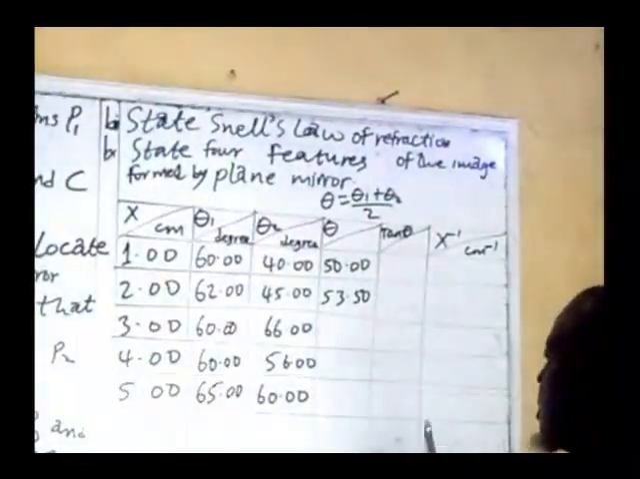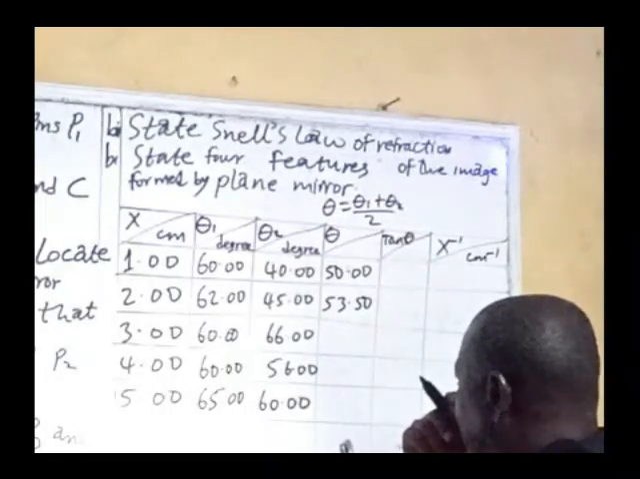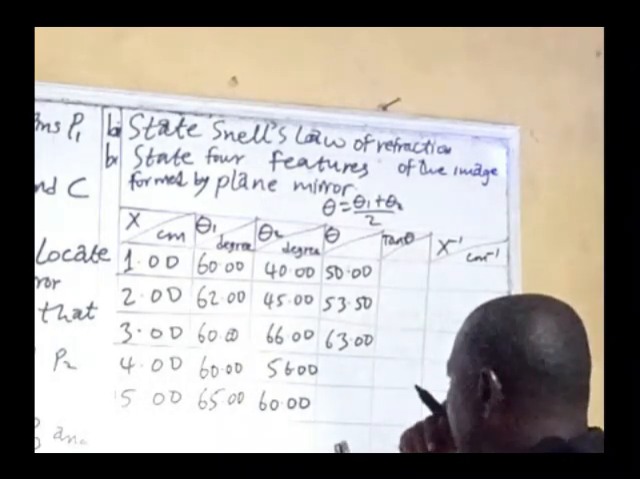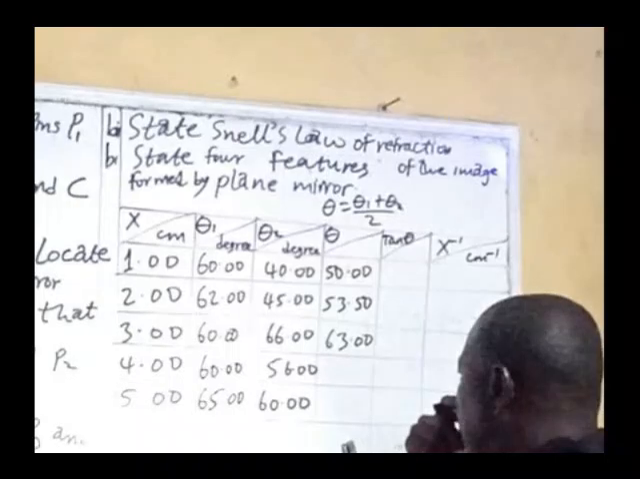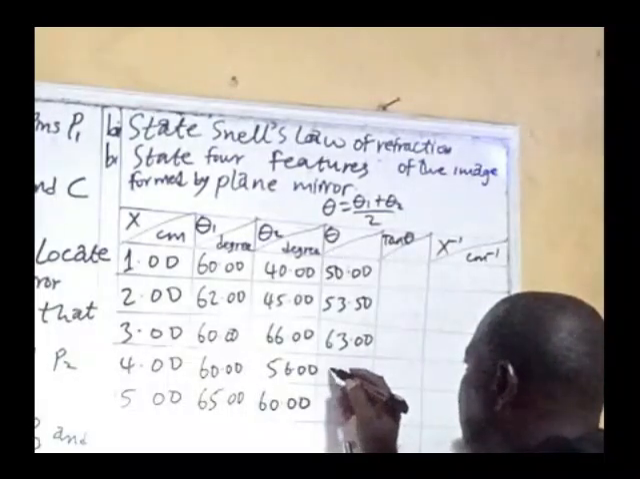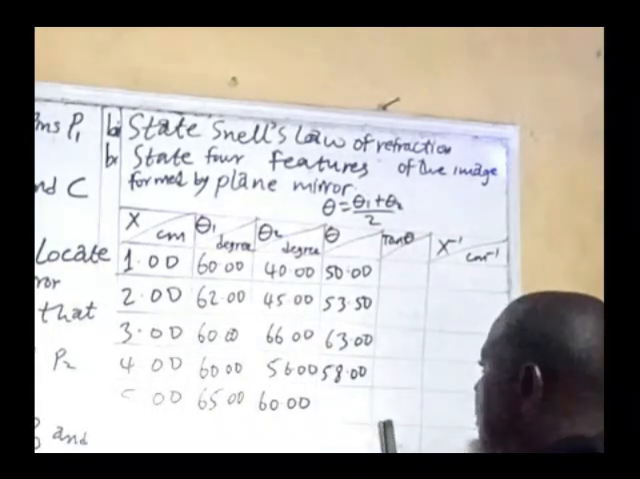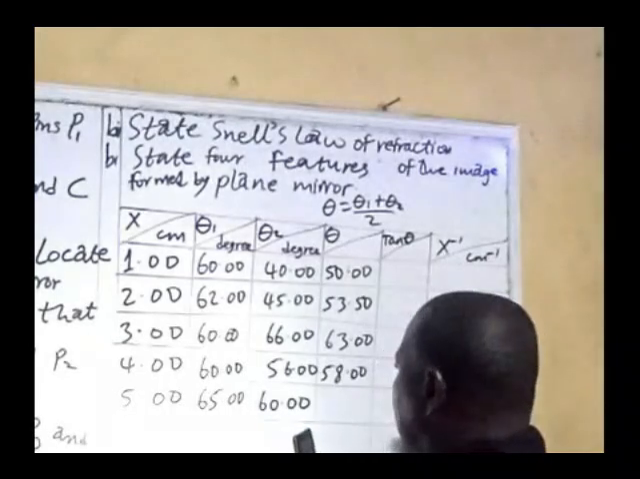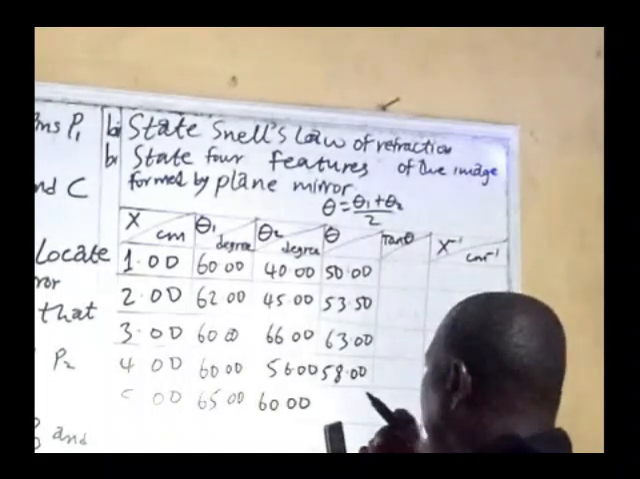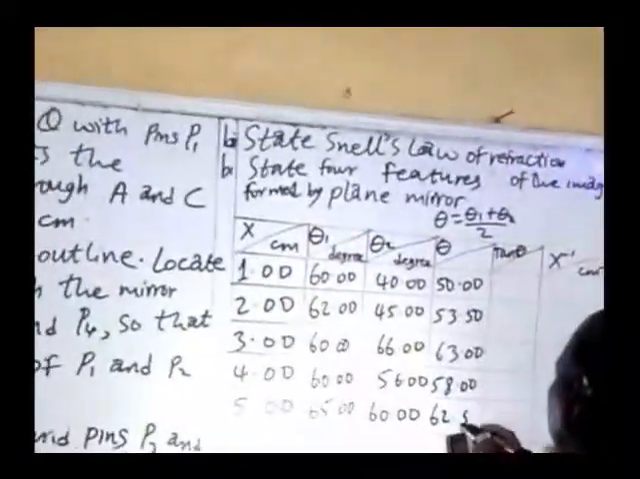Is it clear? Yeah. 60 plus 66 is equal to 126. 126 divided by 2 is 63. 60 plus 56 is 116. 116 divided by 2 is 58. 65 plus 60 is 125. 125 divided by 2, 62.50.